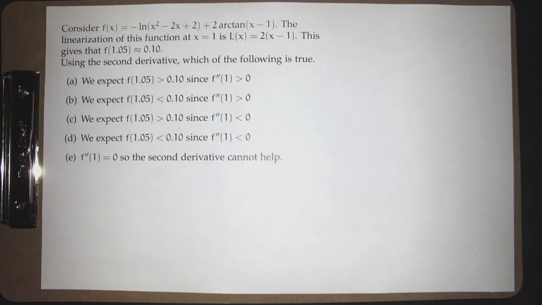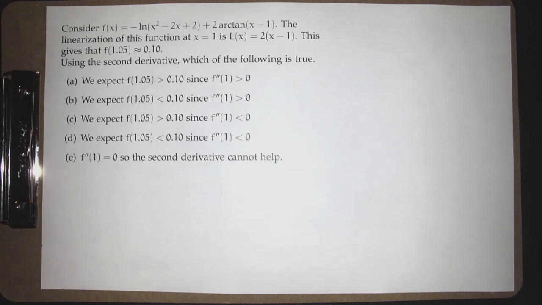So for our nice warm-up problem, we have the following. Consider f of x is negative log of x squared minus 2x plus 2, arctangent of x minus 1. The linearization of this function at x equals 1 is L of x equals 2 times x minus 1. And this gives that f of 1.05 is approximately 0.10. So they gave us a lot of information.